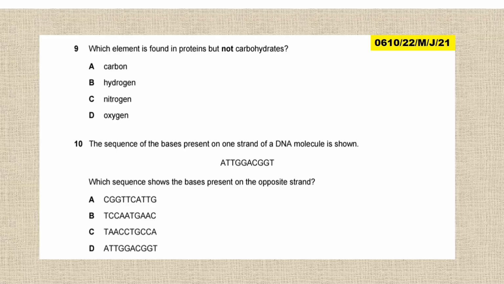Then paper 2, variant 2, May, June 2021. Which element is found in protein but not in carbohydrate? This one we've answered already, nitrogen. The sequence of bases present on one strand of a DNA molecule, this one. So these questions I've answered quite a number of them. Which sequence shows the base present on the opposite? So on the opposite, you're going to have TAA, CC.